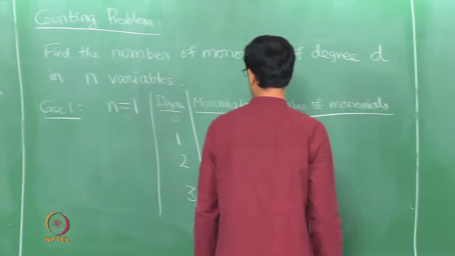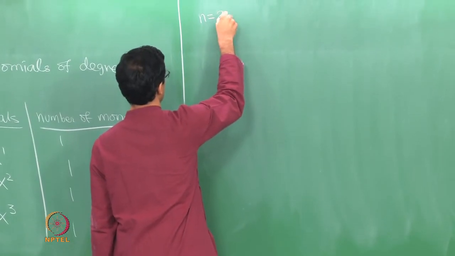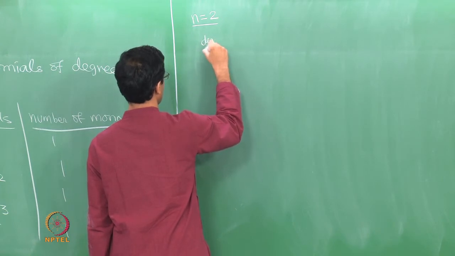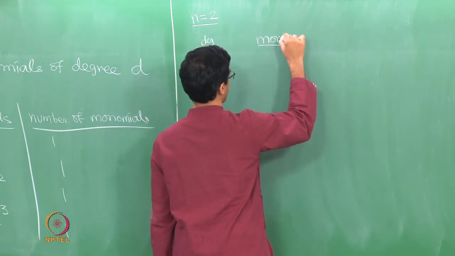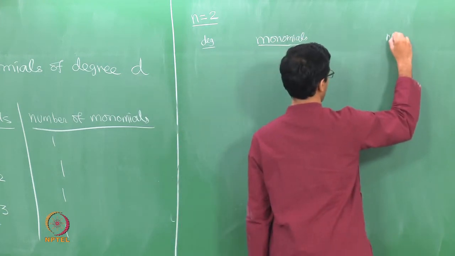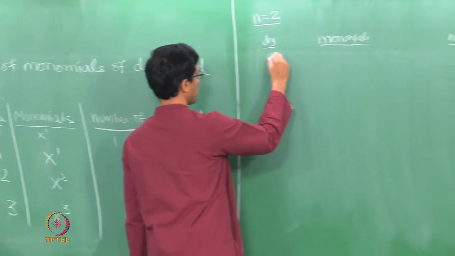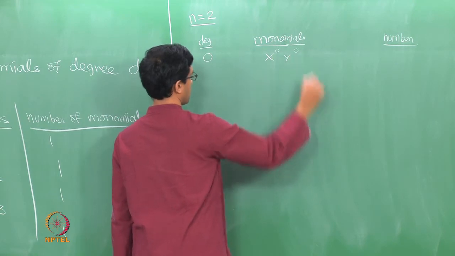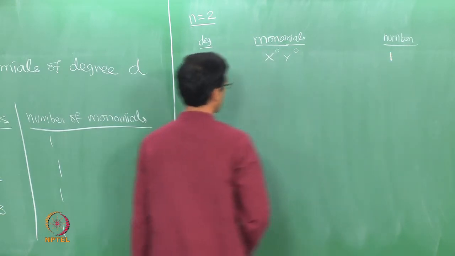Now let us do the same thing if n equals 2. I have two variables x and y. Let us write down all the monomials for each degree, and let us count the number of monomials. Again degree 0 is easy. I can only have the monomial x to the power 0, y to the power 0, since that is the only way in which the sum of these numbers can be 0. So there is only one monomial of degree 0.